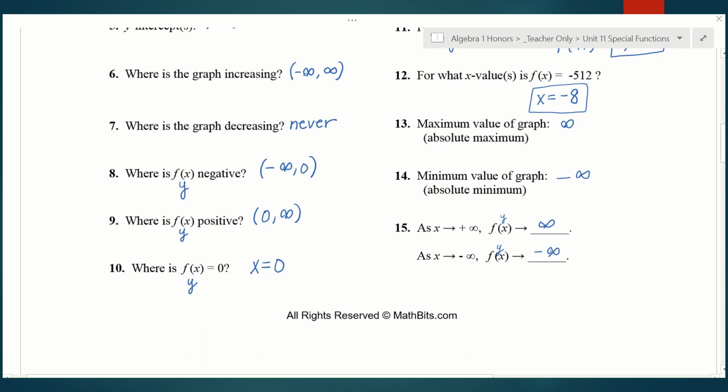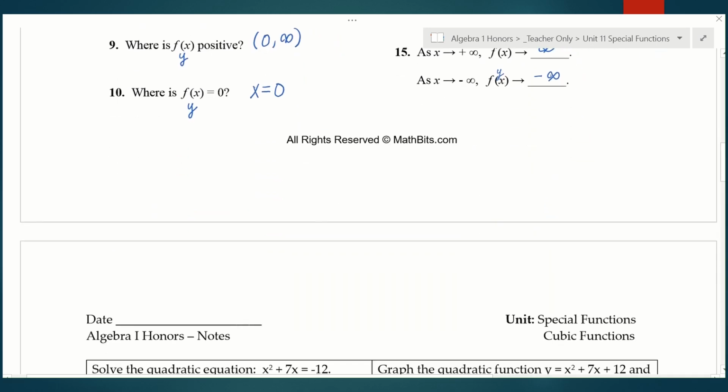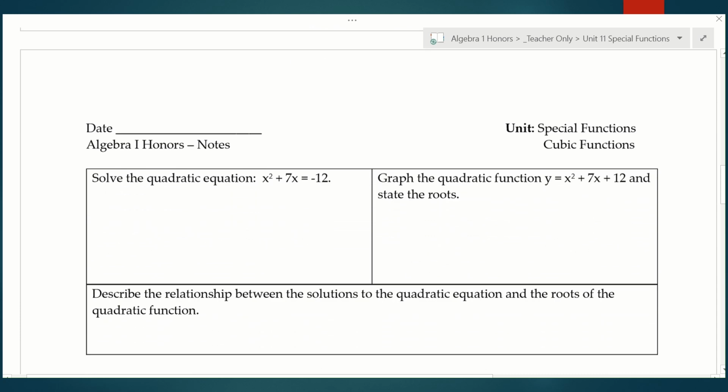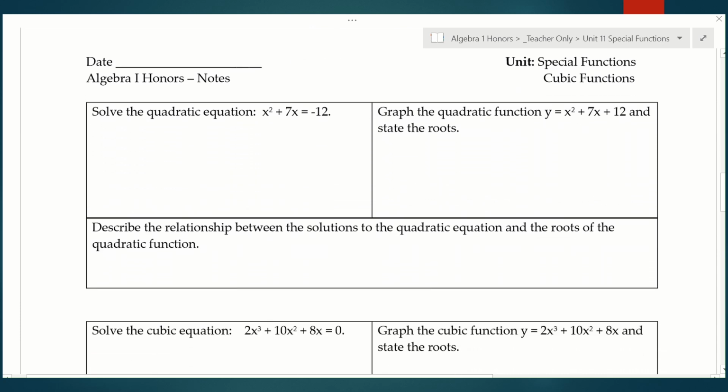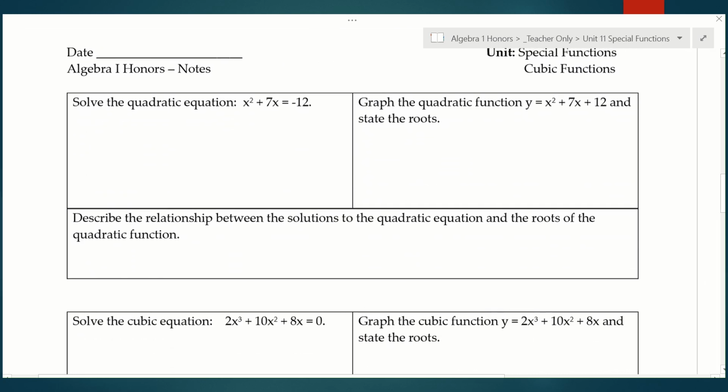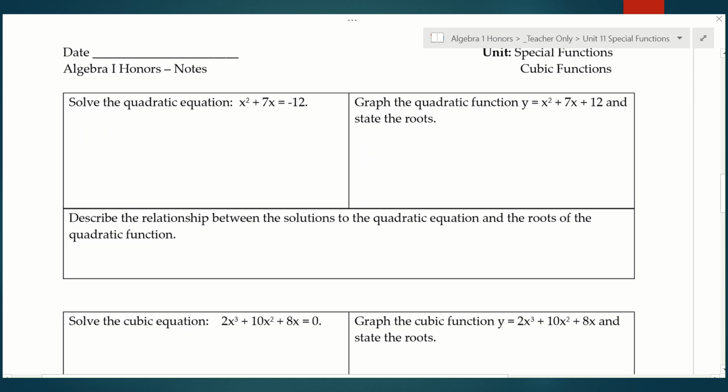Okay, so those are some key features of the cubic function. Now we're going to look at some other things with cubic functions. One thing that we talk about with cubic functions are the roots. You have heard the word roots when we did quadratic functions. Remember, the roots were the same as the x-intercepts, or where the graph crossed the x-axis.